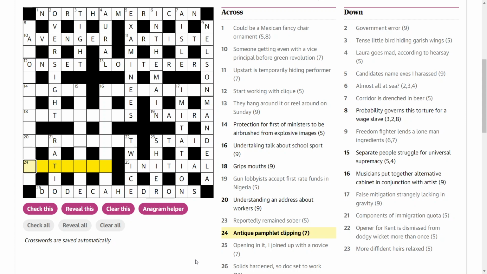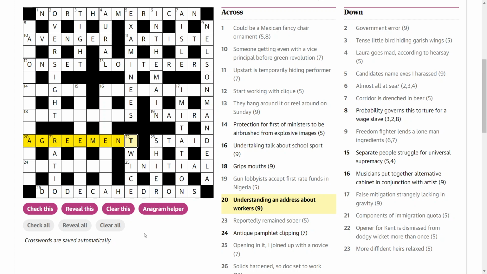Antique pamphlet flipping. Antique pamphlet flipping. No, don't know. Understanding an address about workers. Understanding. So that could be an agreement. Oh, agreement fits. Let's write it in and have a look.